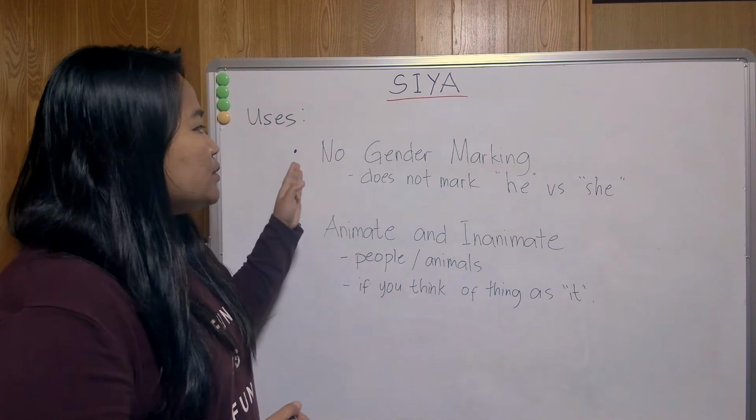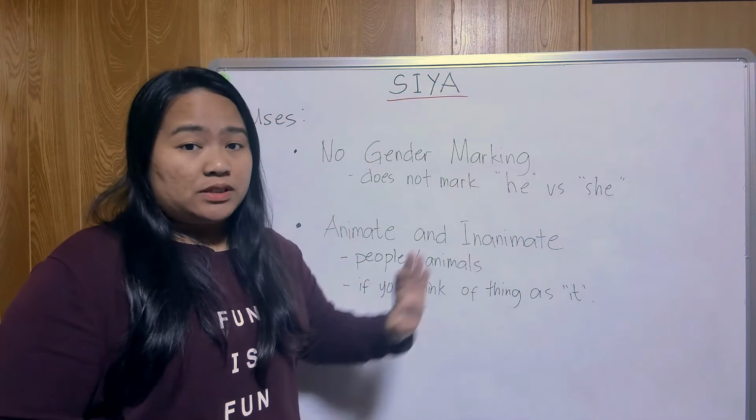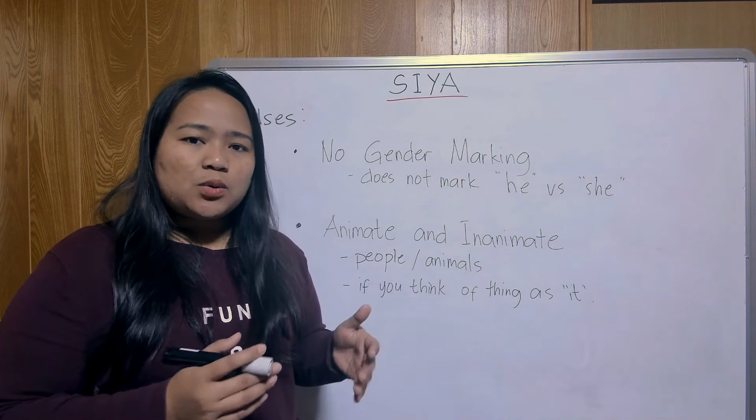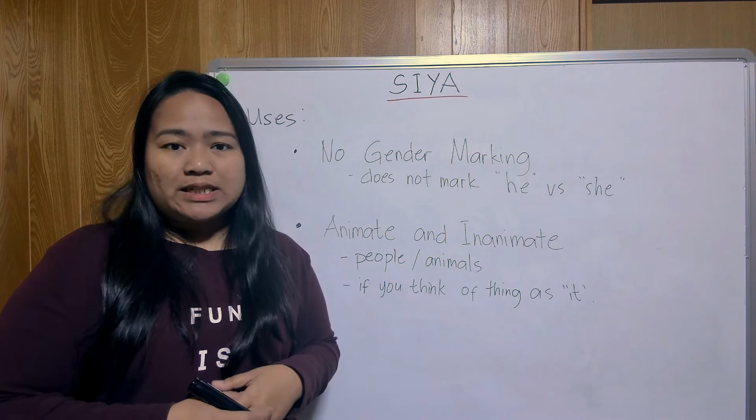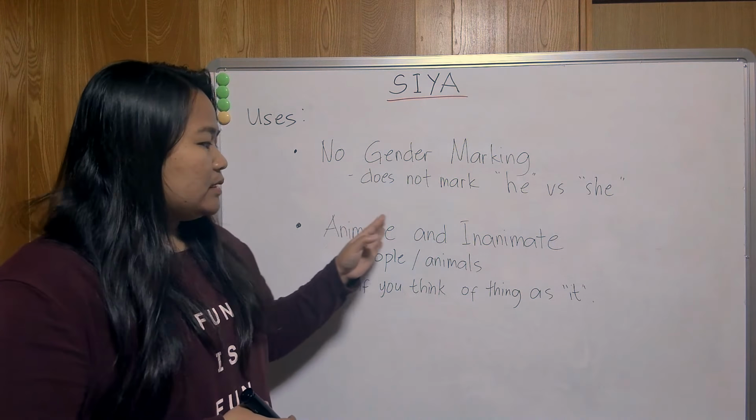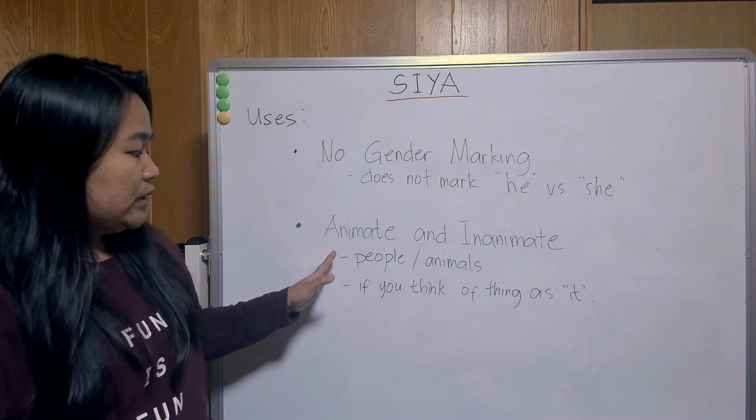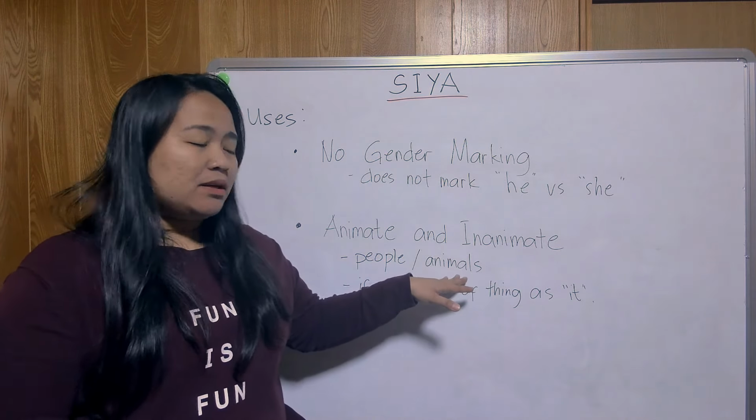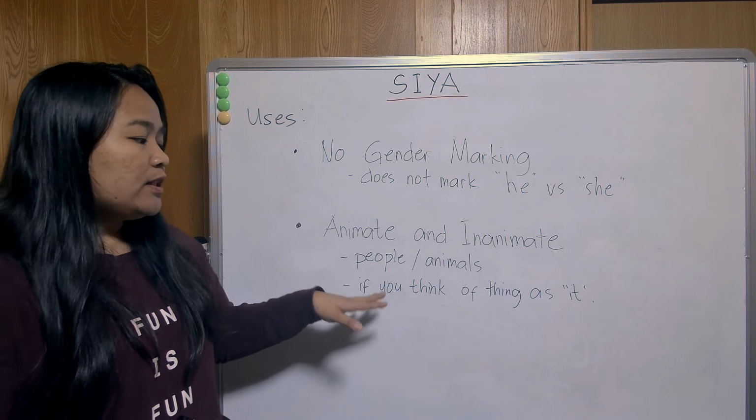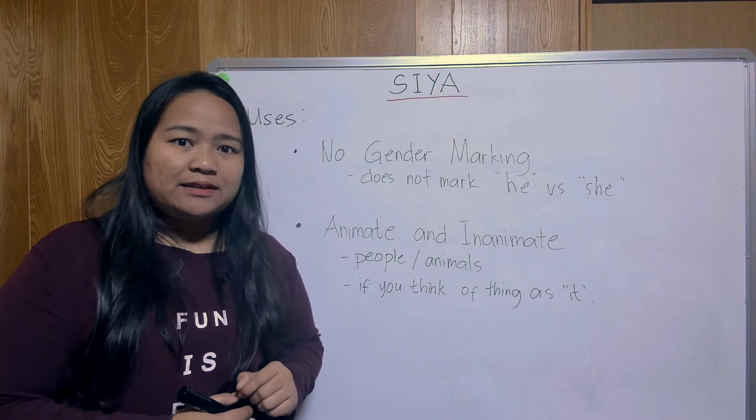Next is no gender marking. Cebuano does not mark he versus she. So context or name is needed in translation. And animate and inanimate. So usually used for people and animals, you can say siya. However, for things, if you think of the thing as it, you can use siya.